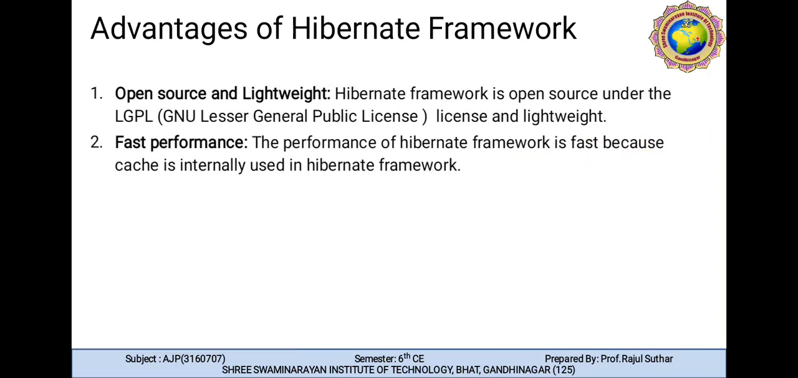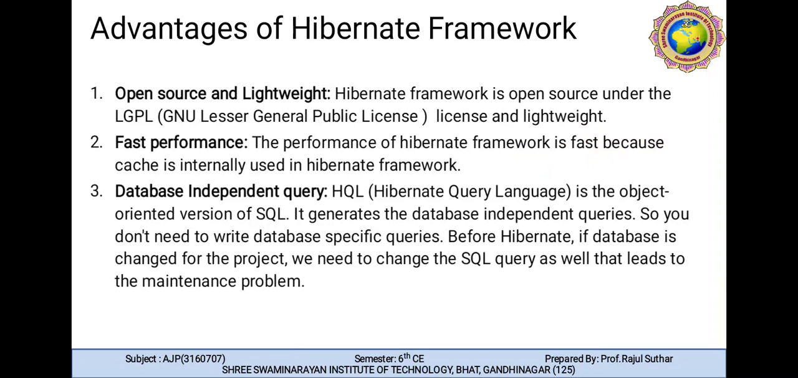Previously we have discussed the Hibernate cache architecture. For data retrieved from the database, it is easy because we do not hit the database or create a connection every time. So performance becomes faster. Database independent query: HQL, the Hibernate Query Language, is the object oriented version of SQL. It generates database independent queries. So you don't need to write database specific queries as before Hibernate.